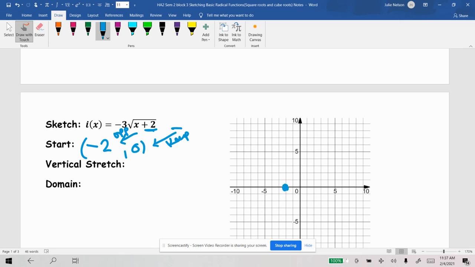My vertical stretch is that number in front of the radical. So my vertical stretch is -3/1. So instead of going up 3, I'm going down 3. And make sure you realize that's +1. So down 1, 2, 3, right 1. So instead of going up to the right, it is going down to the right.